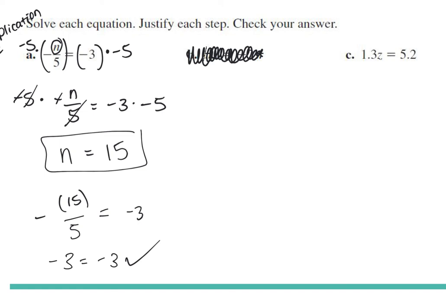Oh, before we try C, guys, what's the variable? Z, okay? What's going on? What operation is being used between the 1.3 and the Z? Valerie? Very good. It's multiplication. That is the only operation that you may not see. It's the only one that can be invisible is multiplication. So if you ever don't see an operation, it's always being multiplied. So there's multiplying going on between the 1.3 and the Z. How do you solve it? Go.